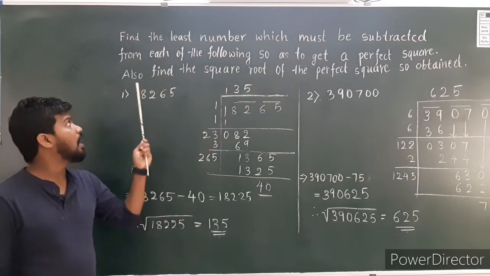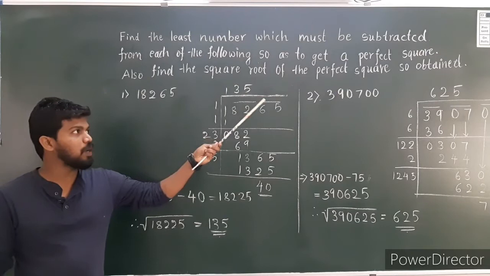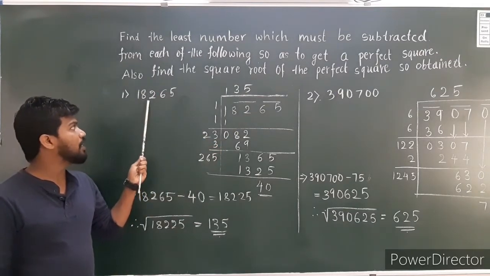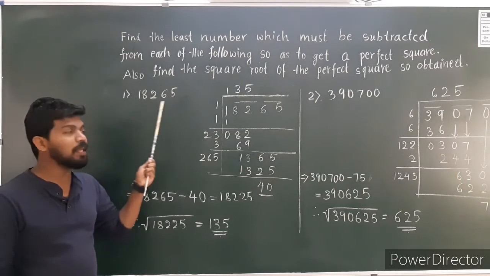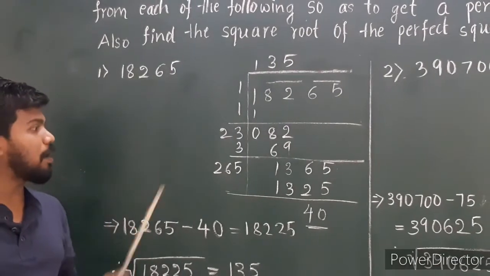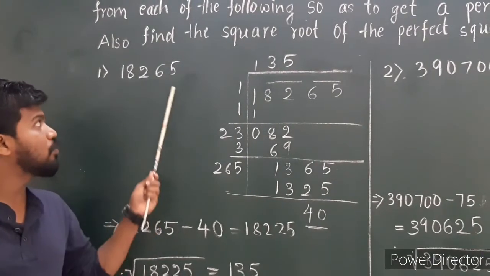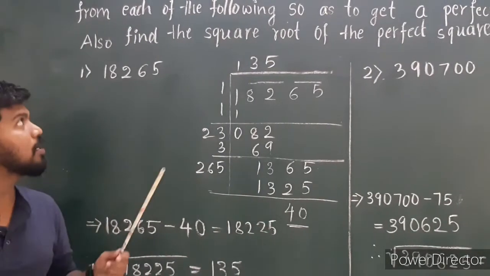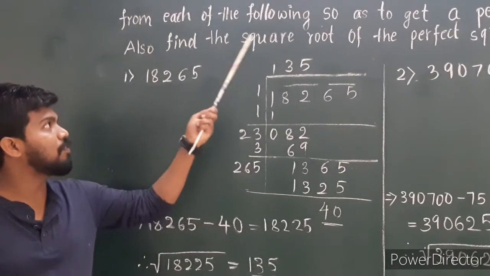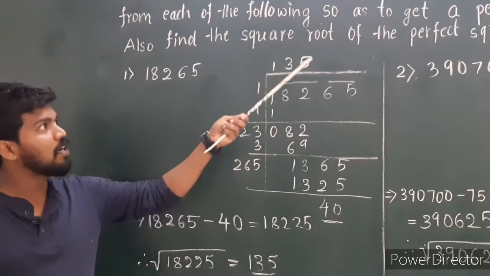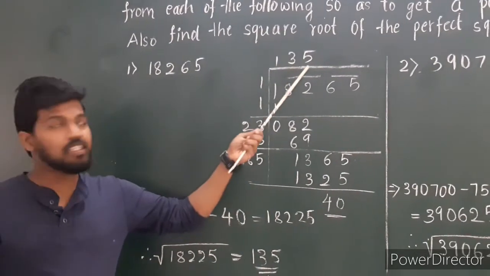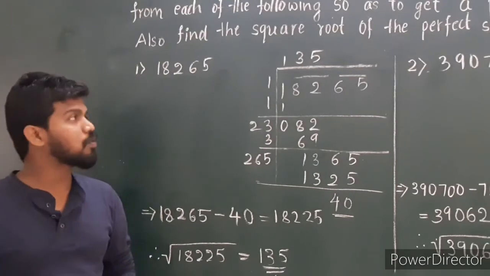Next, find the least number which must be subtracted from each of the following so as to get a perfect square number, and also find the square root of the perfect square. So the number they gave, 18,265, is not a perfect square. So you make a perfect square by subtracting some number. So we have to find that number which must be subtracted from each of the following numbers, so as to get a perfect square, and find the square root of that one.